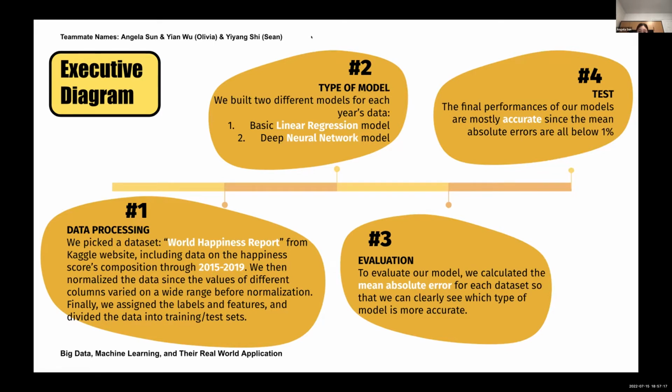Then, to evaluate our models, we calculated the mean absolute error so that we can clearly see which type of model is more accurate. Finally, we ran the code and tested our models. The final performances of our models are mostly accurate since the mean absolute errors are all below 1%.